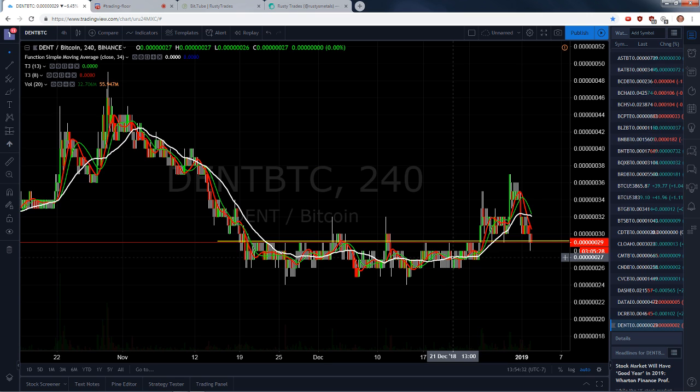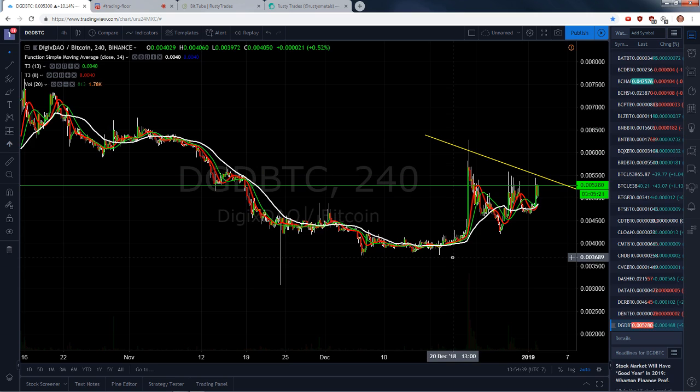So let's see if this thing can get a reversal bar and move on forward. Continuation. DGD. Nice little pattern forming there. Pop, all the way back into support. Pop, all the way back into support. Pop. See if we can get this thing going. Looks like it's going to move. Look at that. Boom, boom, boom.